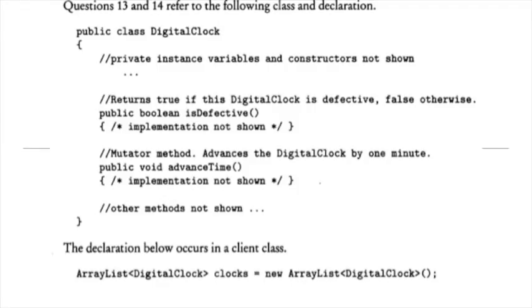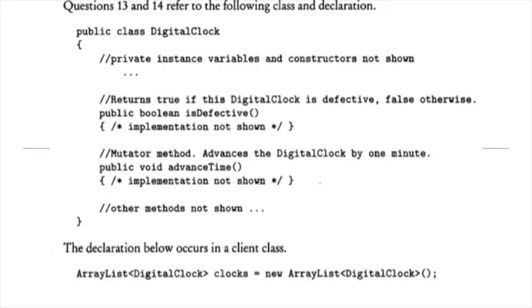It refers to the following class and declaration. It started with a very simple class, a public class called DigitalClock. It ignores the private instance variables and the constructors, because here we are not interested in that. Instead, in this question, we focus on two methods.